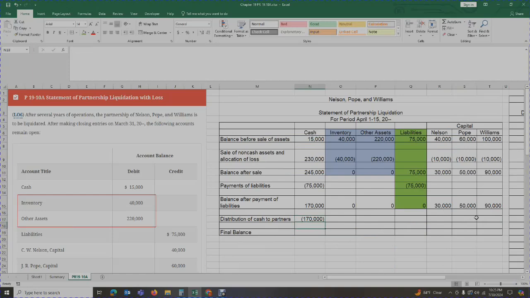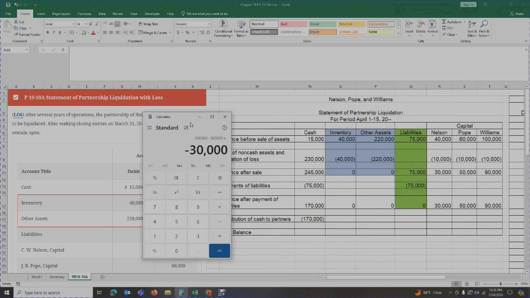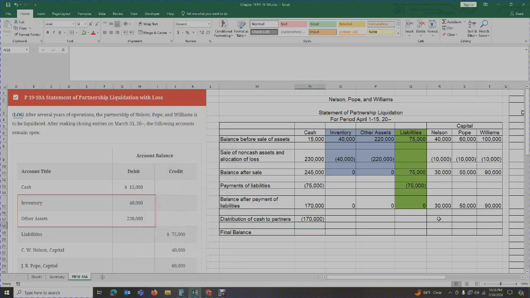Okay. And then if we add these 3 amounts together, let's get that calculator. We've got $30,000 for Nelson, $50,000 for Pope, and $90,000 for Williams. That gives me my $170,000 cash distribution. Okay. So we're going to pay out the money to the 3 partners. So we're going to give cash to each of them. So we're going to zero out our capital accounts. And we're going to give them a check.